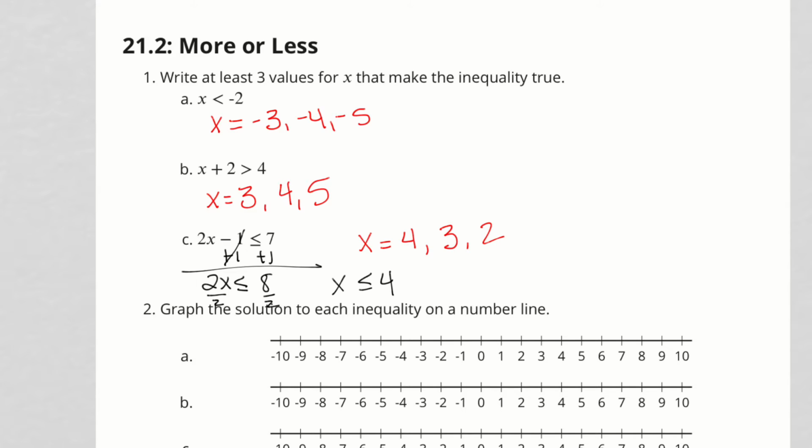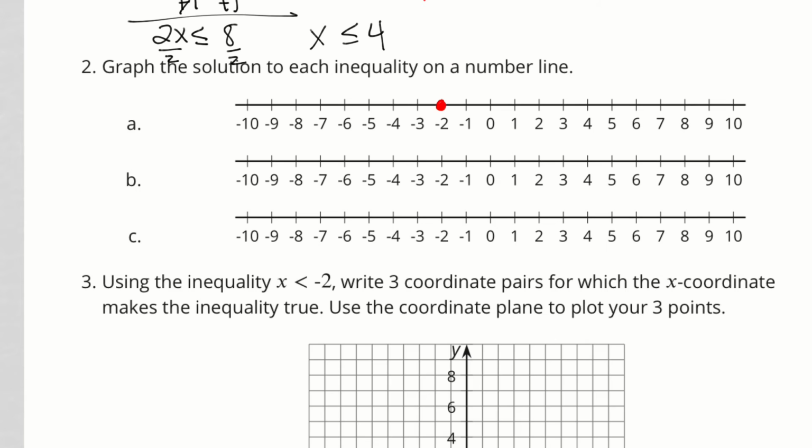Now we're going to graph the solution to each inequality on a number line. So graph A, we have x is less than negative 2. Is my circle going to be solid or hollow? Hollow. Where's it going to go on my graph? Negative 2. Is my line going to go to the right or to the left? To the left.